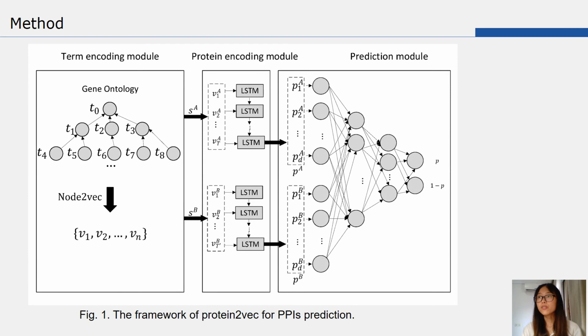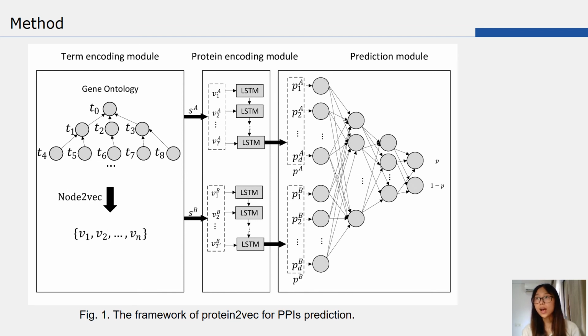This figure shows the framework of protein2vec. In the left is the term encoding module. It uses Node2vec to transfer all GO terms into their corresponding low-dimensional feature vectors. In the middle is the protein encoding module. The input to this module are 2 sequences of feature vectors, SA and SB, which correspond to proteins A and B. These 2 sequences are encoded by 2 parameter-shared LSTMs, respectively. The output of the module is 2 protein vectors, PA and PB.